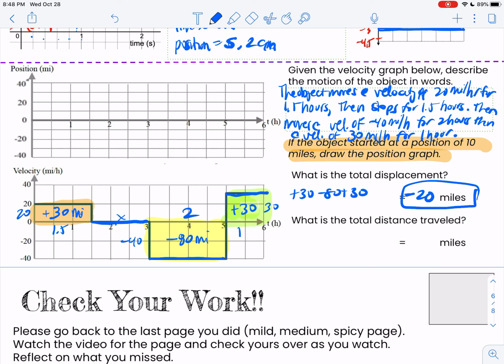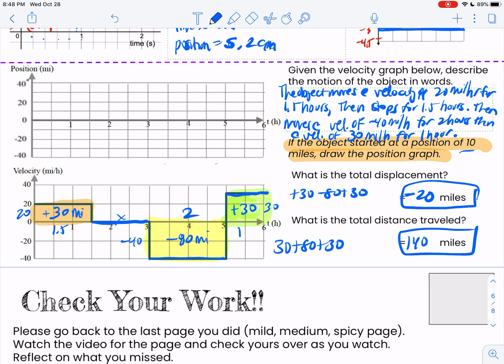All right. If you're doing distance, you're just adding the absolute values. So 30 plus 80 plus 30 is just going to be 140. Okay. All right. So now let's see. I think this is what I was thinking about the position graph. I think I botched up the medium page. All right. Okay. So the total displacement is negative 20 miles total.